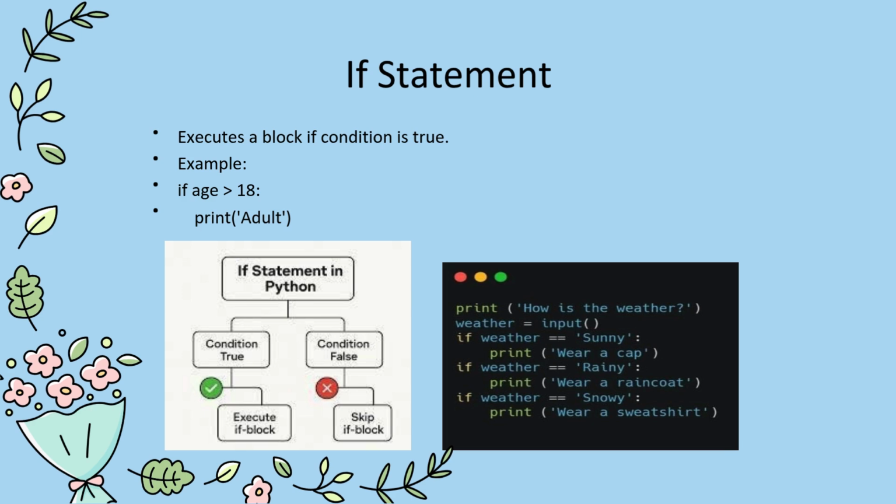To summarize, the if statement helps your program make decisions. It executes a block of code only if a specific condition is true. It's the starting point for making your programs interactive, responsive, and intelligent. In the next slide, we will learn what happens when the condition is not true and how we can handle that.